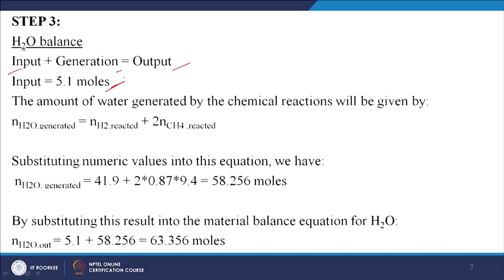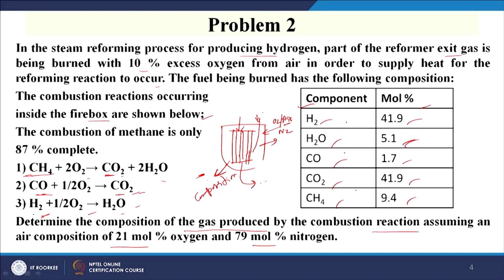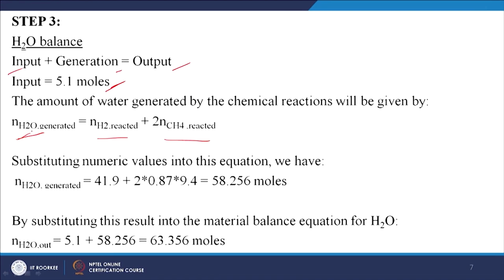The amount of water generated by the chemical reactions will be given by N H2O generated equal to N H2 reacted plus 2 N CH4 reacted, because these are the reactions. H2 plus half O2 gives H2O. How much hydrogen is used, that much H2O is produced, and for methane used, 2 times that will be the H2O production. So, that is why we get this balance: number of moles of hydrogen reacted plus 2 into number of moles of methane reacted.